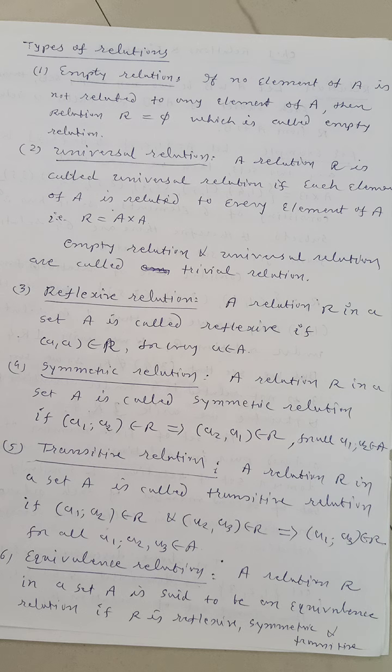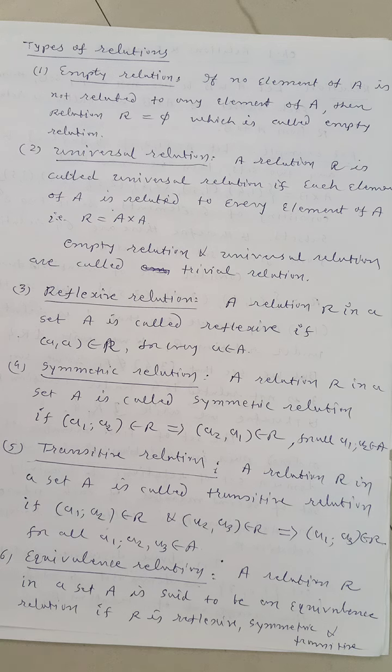Suppose we have in set A 3 members: 1, 2, 3. Suppose we write relation R for this set A as {(1,1), (2,2), (3,3)}. Then we call it a reflexive relation because every member is related to itself.